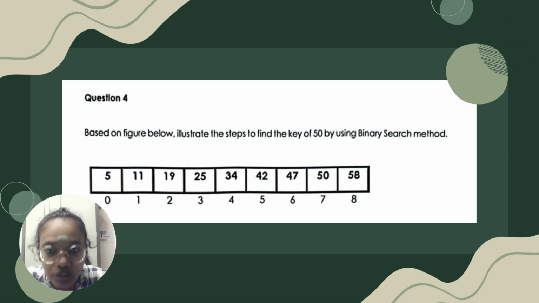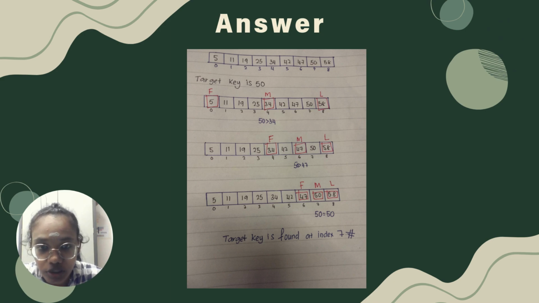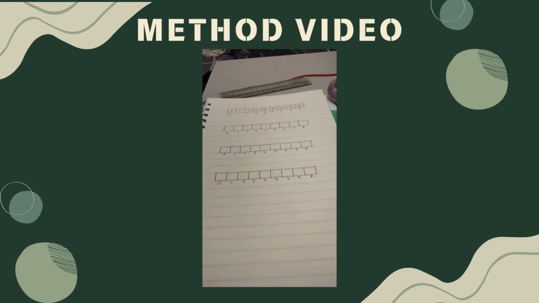Based on the figure below, illustrate the steps to find the key of 50 by using the binary search method. Okay, this is the question. Okay, this is my answer. Okay, next slide. I show how to solve the question step by step. Now I show the method of how to solve this question.